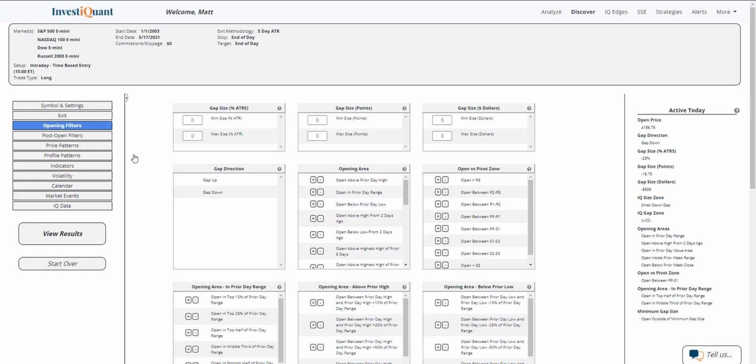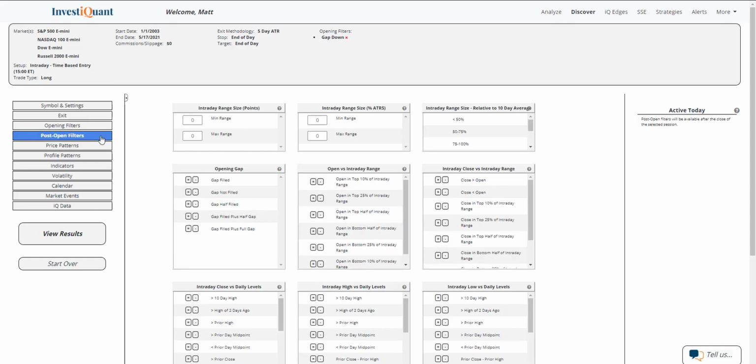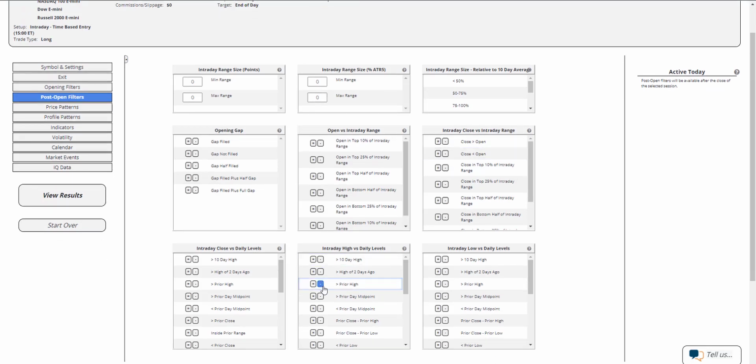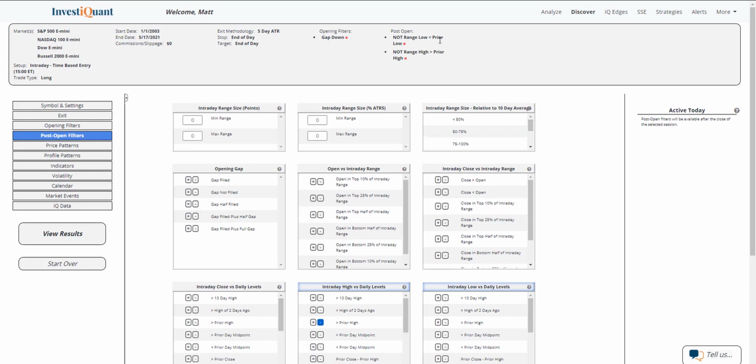For the opening filters, I'm going with gap down here. I could do gap down in prior day range, but because of the pattern I'm going to be selecting here, that is implied. So the pattern that I'm going to be building out that has happened since the open of regular trading hours is an inside day pattern. So I need to say that today's intraday high is less than the prior session high, so I just need to hit the minus sign there. And then the low is not less than the prior low, so I hit the minus sign there, and that'll create an inside day pattern within the platform.